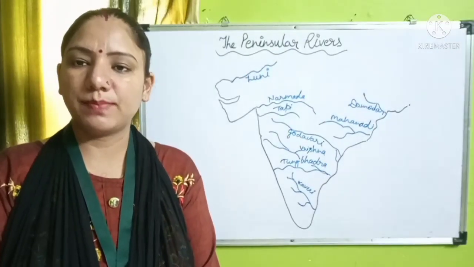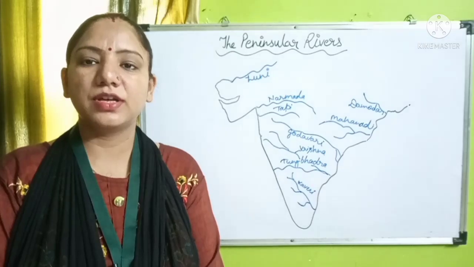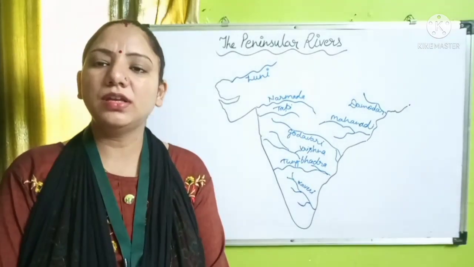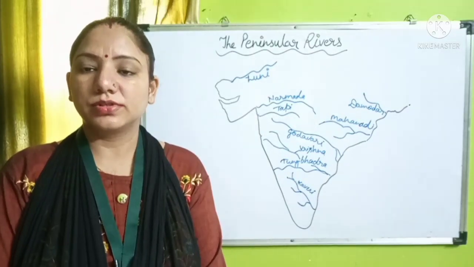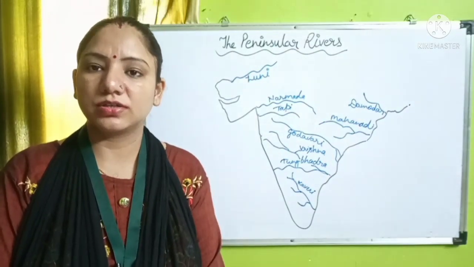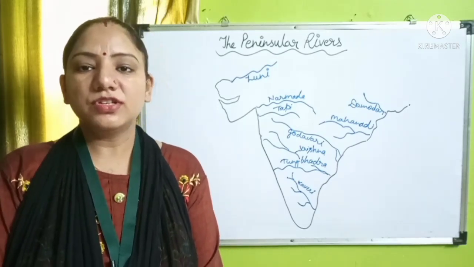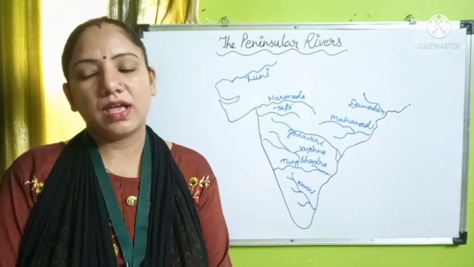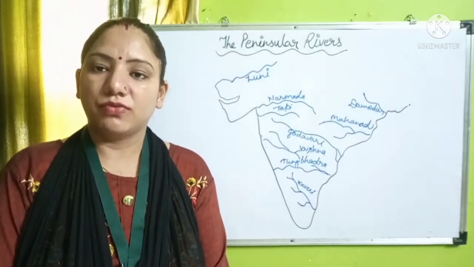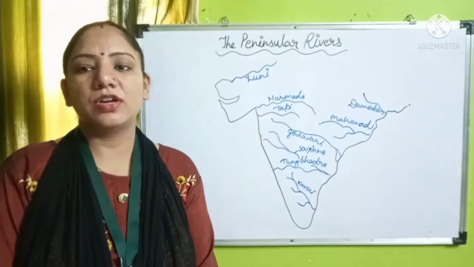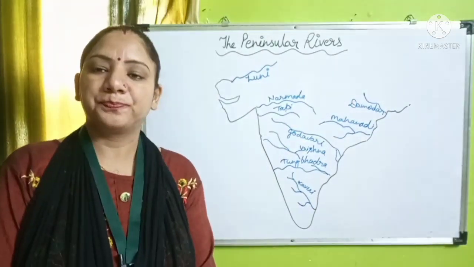Students, the peninsular rivers are non-perennial rivers, means they do not have any water recharge sources, as the northern rivers have through the glaciers. So the main river recharge resources of the peninsular rivers are the lakes and the monsoonal rainfall, through which these rivers get flooded during the monsoon season.